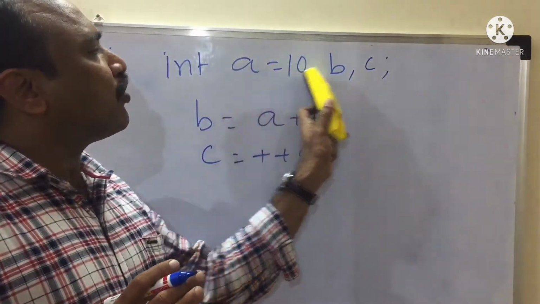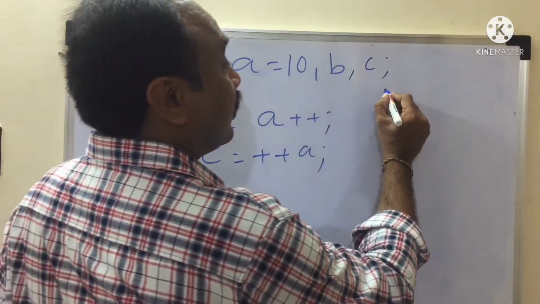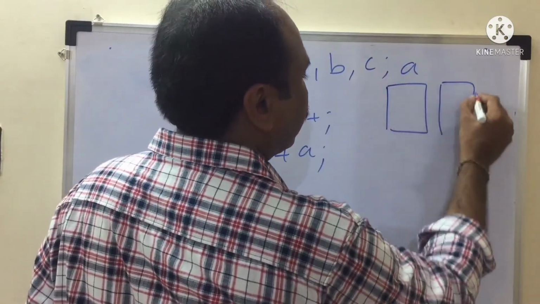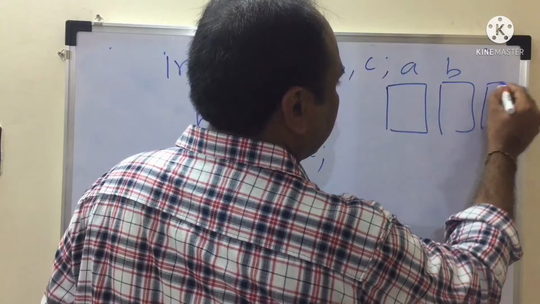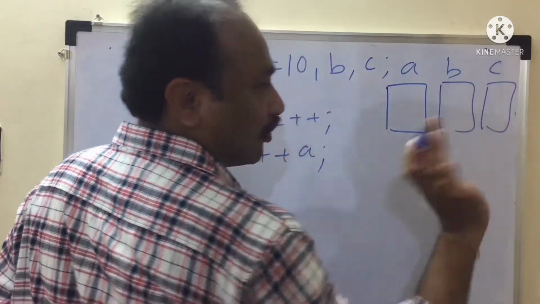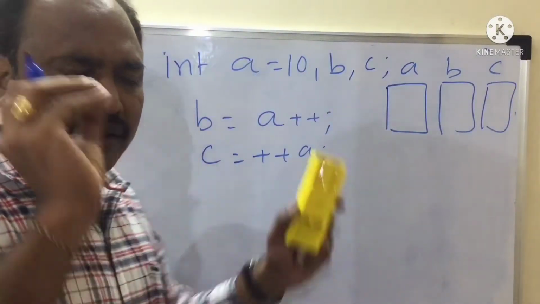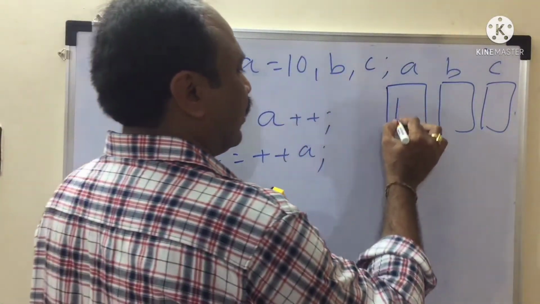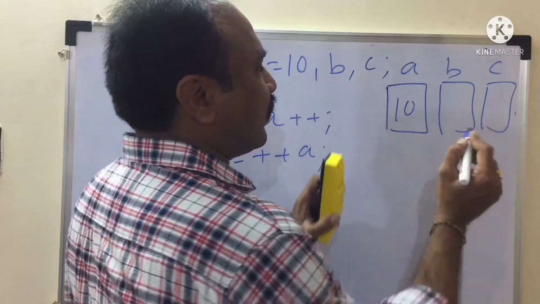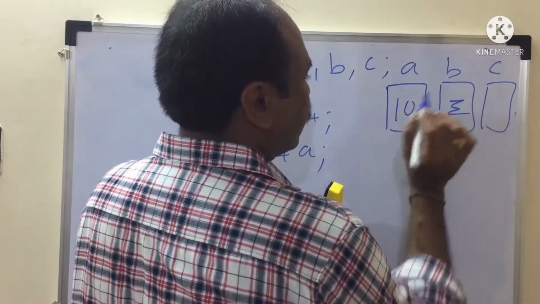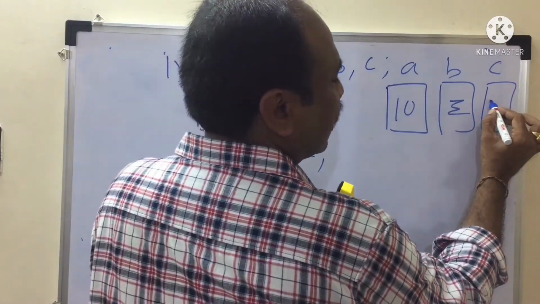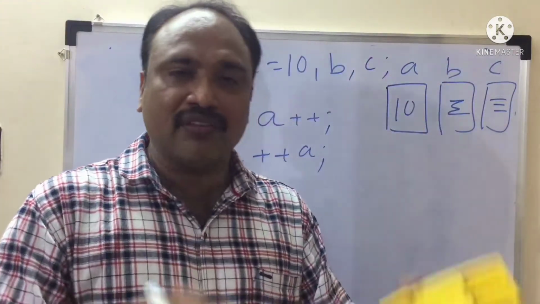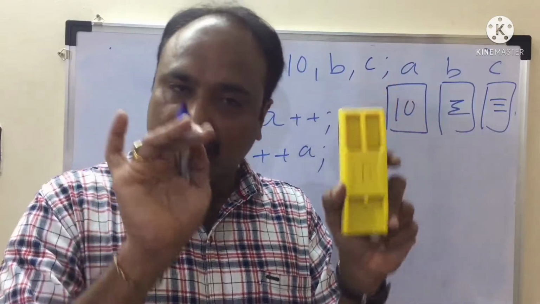See, first, how many variables have we taken? 3 variables. For better understanding, please take 3 variables. If you write like this only, you can clearly understand. Otherwise, there is a lot of ambiguity. What is the A value? 10. The B value, I did not store anything: garbage, unknown, junk. C, I did not store anything. A garbage value is stored. That is also called garbage, junk, or unknown value.